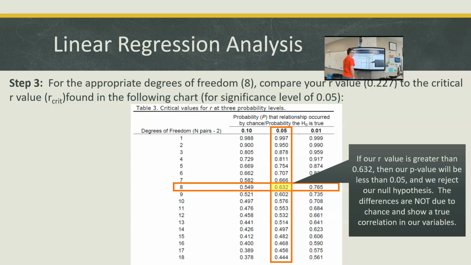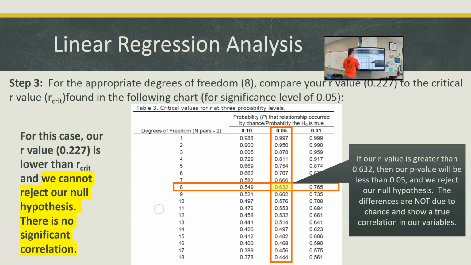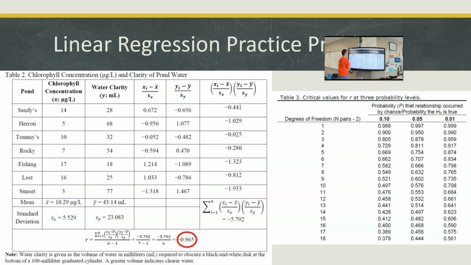And if you remember back, it was 0.2 something. So basically that's what we're looking at here. For this case, our R value, 0.227, is lower than our R critical. Thus, we cannot reject our null hypothesis. There is no significant correlation, which, if you look at that data, that makes sense. It was all over the place, right? So it's like 3 times less than what it should be if it was. Here is an actual calculation of how to do that, and you're welcome to do that yourself.